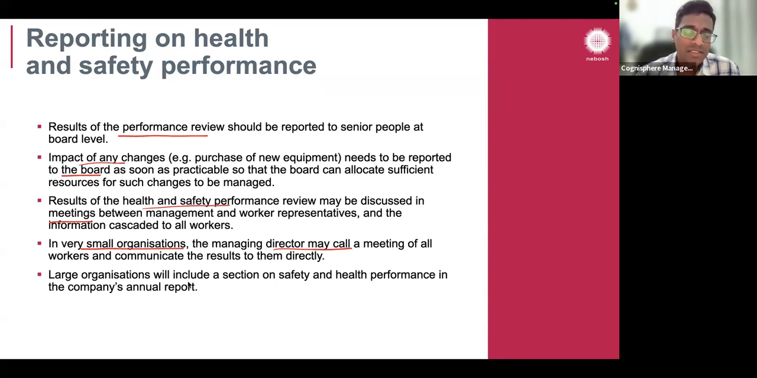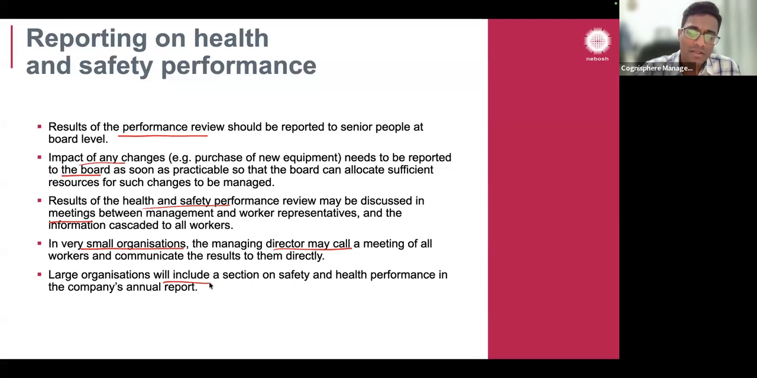So large organizations will include a section on health and safety performance in the company's annual report. So in the company annual report, there will be one section on health and safety. So there they would be communicating the outcomes of the review.